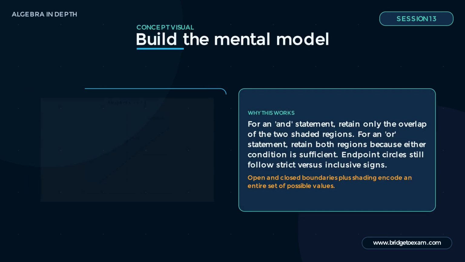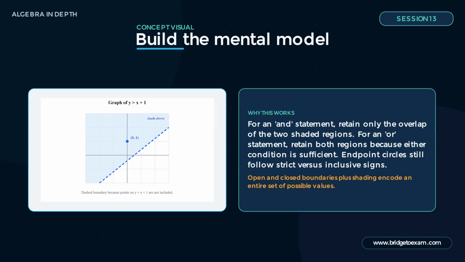The visual gives us the central idea. For an "and" statement, retain only the overlap of the two shaded regions. For an "or" statement, retain both regions because either condition is sufficient. Endpoint circles still follow strict versus inclusive signs. Use this first move. Identify whether both conditions or either condition must hold. Then, for a chained inequality, apply each operation to all three parts.